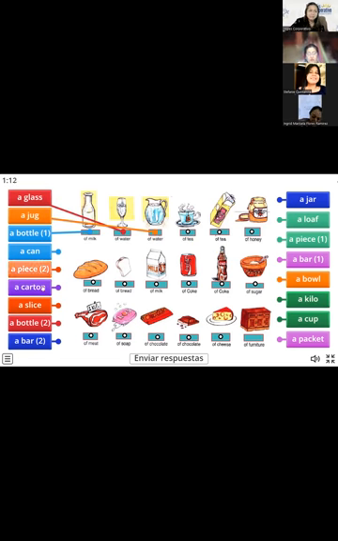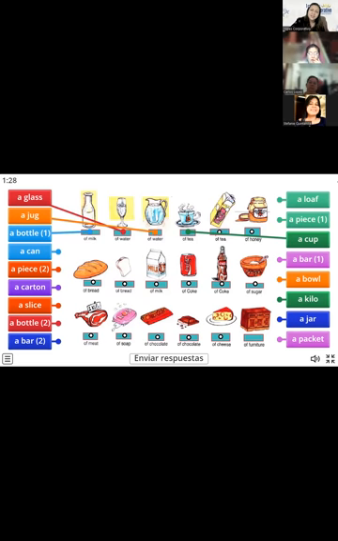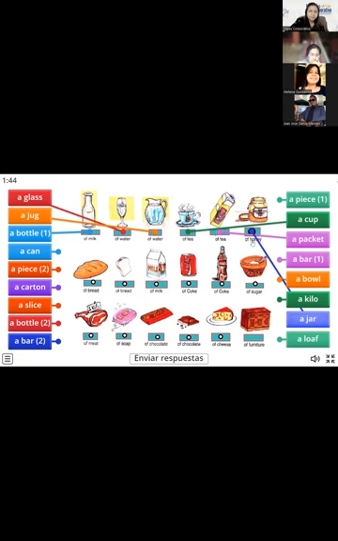Okay. What about tea? A cup of tea. And this? A packet of tea. A packet of tea bags. Okay, what about honey? A jar of honey. Okay. Bread? A slice. It's a piece. A slice of bread. This is a slice of bread.